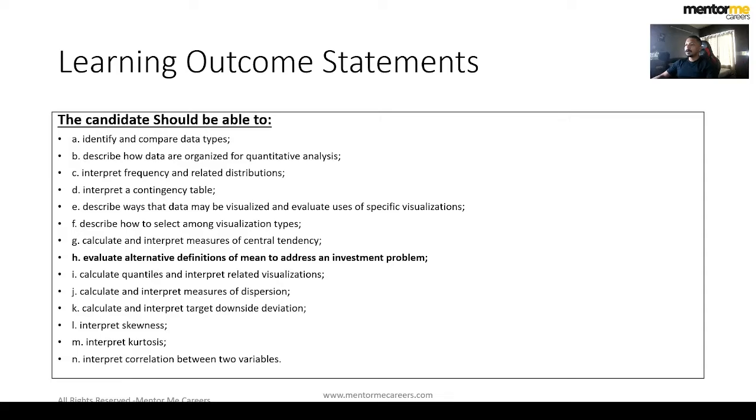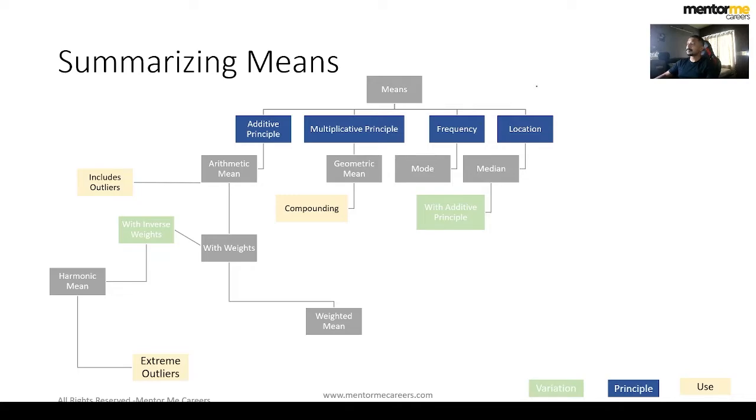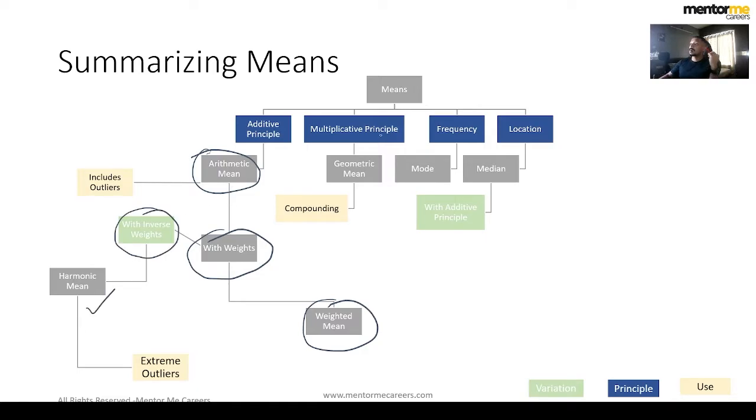Now let's look at alternative definitions of mean to address the investment problem. Okay, so again, first I've summarized this data. The additive principle is the arithmetic mean, used if it includes outliers but the data is reliable. If you add proportion, then you are talking about weighted mean. If you have significant, extreme outliers, then you just take the inverse of their weights, and it's called harmonic mean. This is nothing but the rate function.